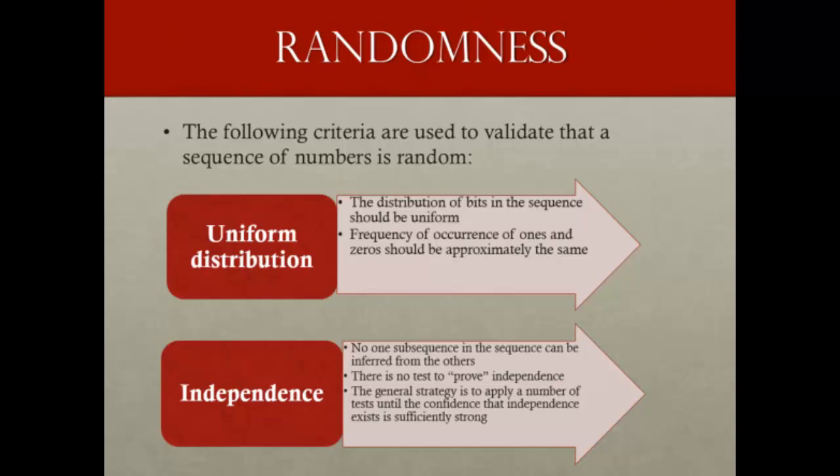Independence. No one subsequence of the sequence can be inferred from the others. Although there are well-defined tests for determining that a sequence of random numbers matches a particular distribution, such as the uniform distribution, there is no such test to prove independence. Rather, a number of tests can be applied to demonstrate if a sequence does not exhibit independence. The general strategy is to apply a number of such tests until the confidence that independence exists is sufficiently strong.